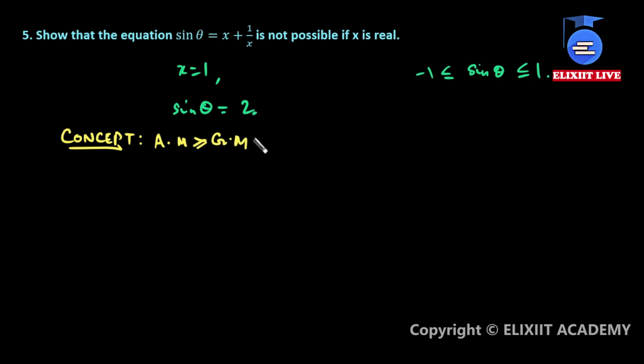The AM-GM inequality. That is arithmetic mean, which means the average. Arithmetic mean is nothing but simply the average. Okay. Average is what? A plus B by 2. Two quantities are there, so A plus B by 2. That is their arithmetic mean. And geometric mean is what? The root of that particular product.